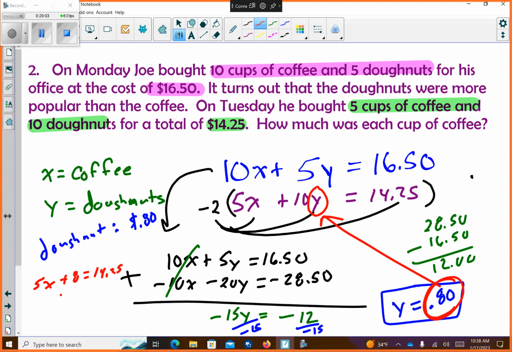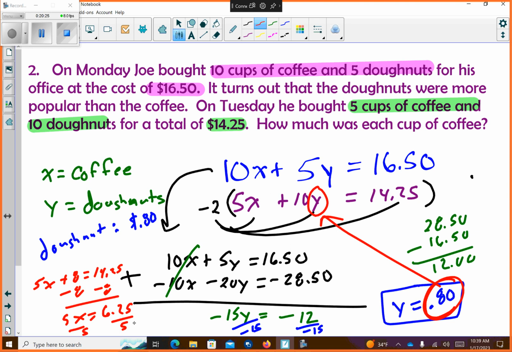Now let's solve it. 5x equals 6.25. Again, if you have a calculator, it's pretty easy to do. 14.25 minus 8 is 6.25. Divide each side by 5. What is 6.25 divided by 5?